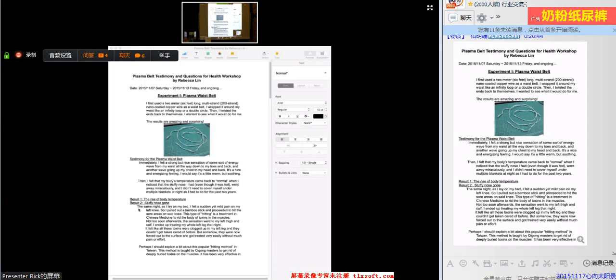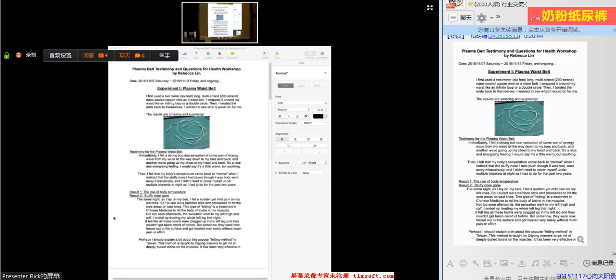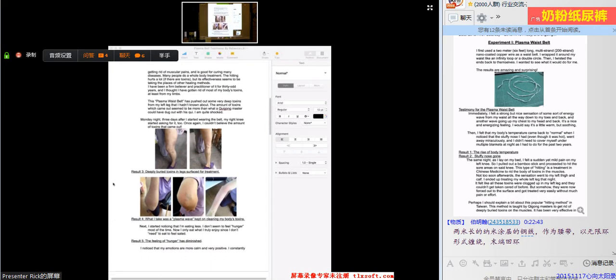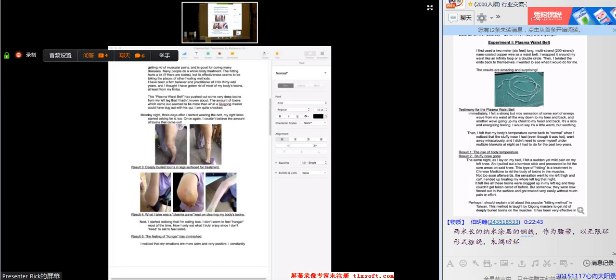I ended up treating my whole left leg that night. It felt like all these toxins were clogged up in my left leg and they couldn't get taken care of before. But somehow they were now forced out to the surface and got treated very easily without much pain or effort. Perhaps I should explain a bit about this popular hitting method in Taiwan. This method is taught by Qigong masters to get rid of deeply buried toxins on the muscles. It has been very effective in getting rid of muscular pains and is good for curing many diseases. Many people do a whole body treatment. The hitting hurts a lot if there are toxins, but its effectiveness seems to be taking the place of other healing methods, and so on.